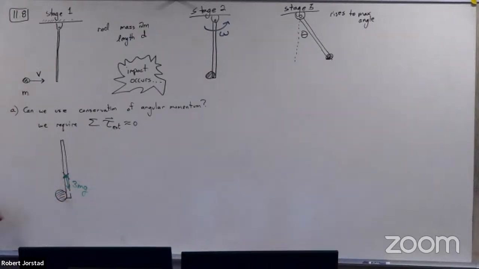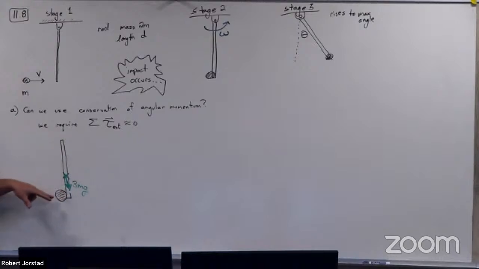Excellent. Is everybody cool with that? Hopefully I'm on the right whiteboard. There's a force downwards, 3 mg. What's another force? Is there a force from the ball on the rod? Does the ball exert a force on the rod? Yes. Does the rod exert a force on the ball? Is that going to cause an external torque? No, because those are internal.